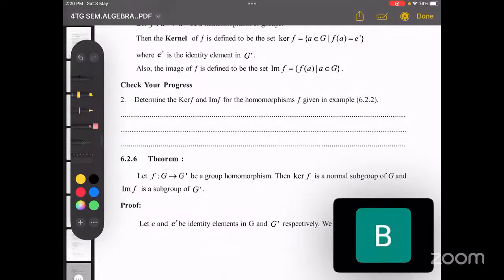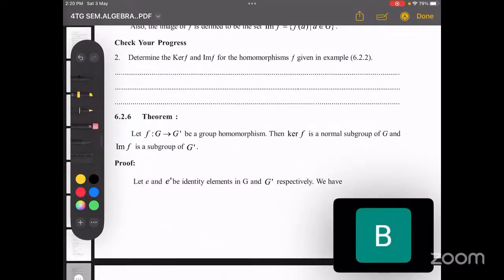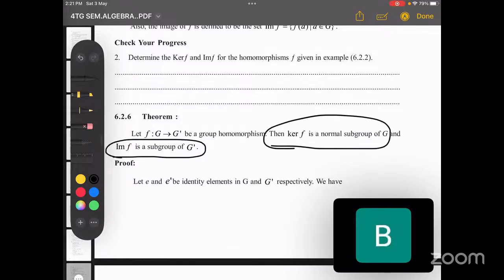This is the important theorem. Let f from G to G' be a group homomorphism, then the kernel of f is a normal subgroup of G and the image of f is a subgroup of G'. The groups are also different here. Kernel of f is a normal subgroup of group G, and image of f is a subgroup of G'. These two we have to prove in the theorem.